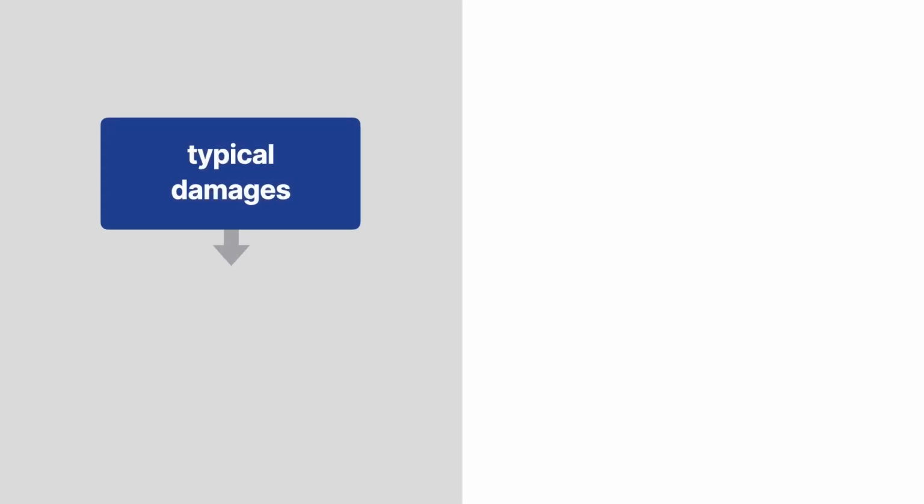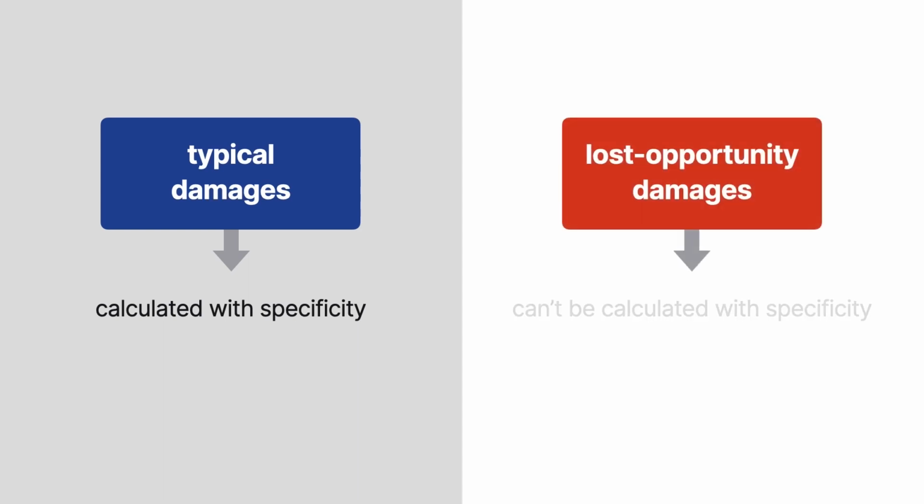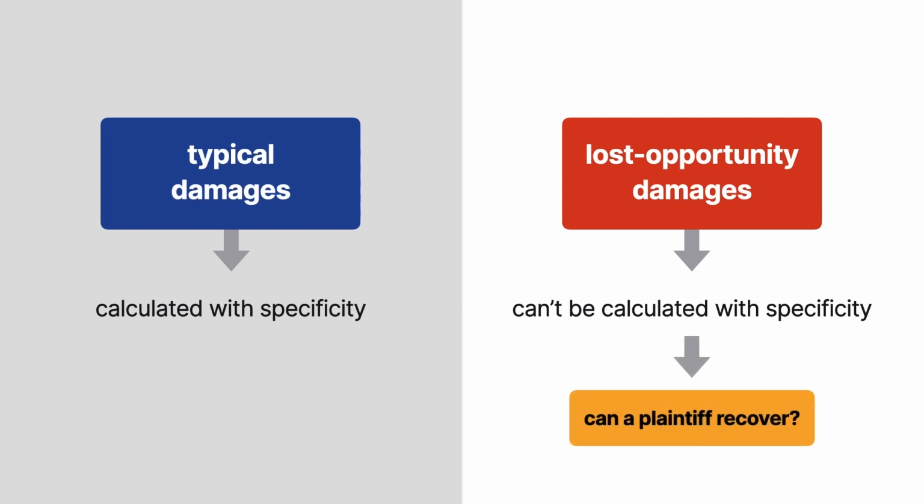Typically, damages must be calculated with specificity to be recoverable. But the damages caused by a lost opportunity can't be calculated with complete specificity. Does this mean a plaintiff can never recover damages for a lost opportunity?